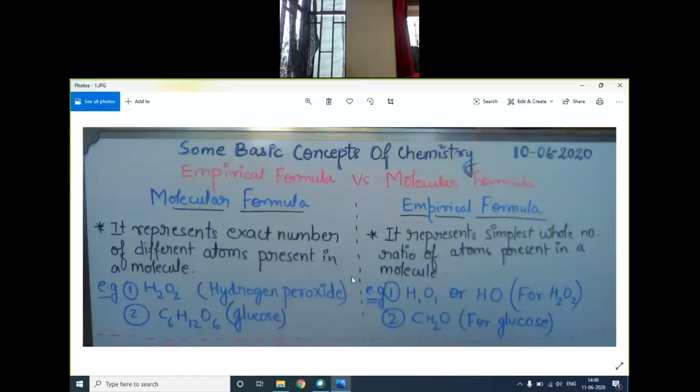So this is the difference between molecular formula and empirical formula. Molecular formula represents exact number of atoms present. Empirical formula gives the simplest ratio of all the atoms present.